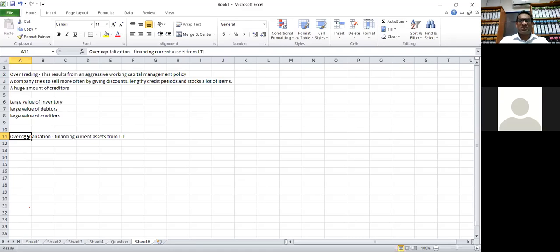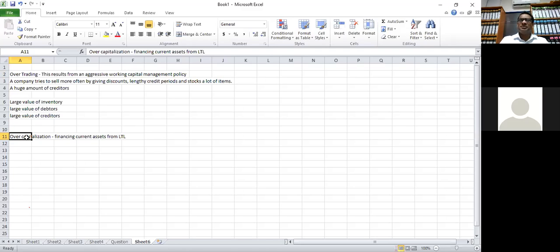So, is it a good position to be in? Is it a good thing? You are financing your current assets from long-term liabilities. You are taking a long-term loan and you are purchasing inventory. Something like that. You are taking a long-term loan and then you give credit to your customers. You finance your working capital from a long-term loan.